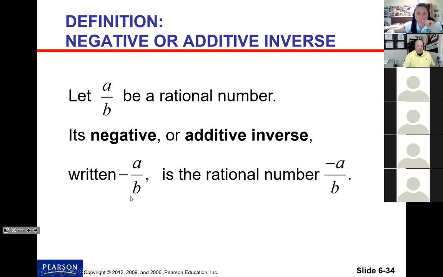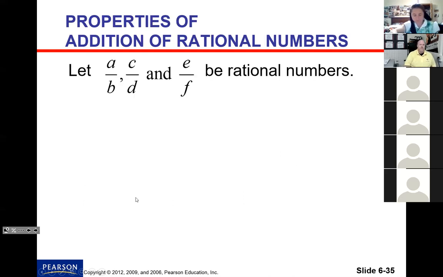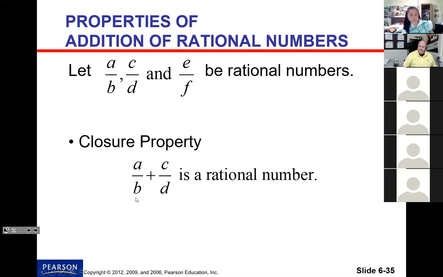Okay, here we go. Let's talk about the first property. Closure. Here's a bunch of rationals: A over B, C over D, E over F. We're just going to use them for the next thing. Closure property. Do you remember closure? If you have a rational and you add a rational, what do you get as an answer? A rational. That's closure. Remember when we did whole number plus a whole number, you get a whole number. Integer plus an integer, you get an integer. That's just the closure property.